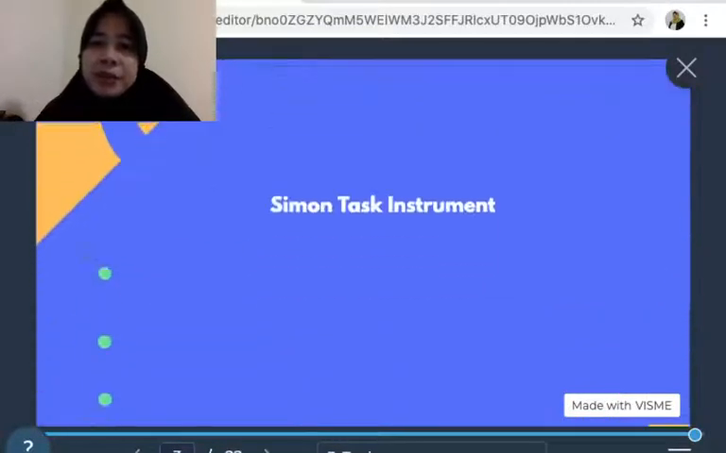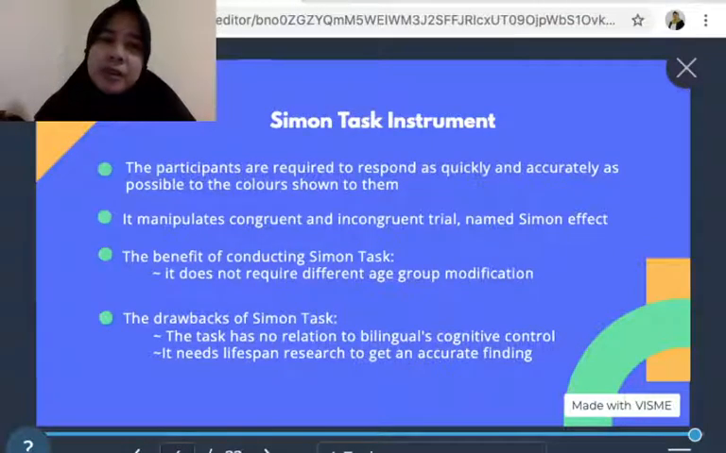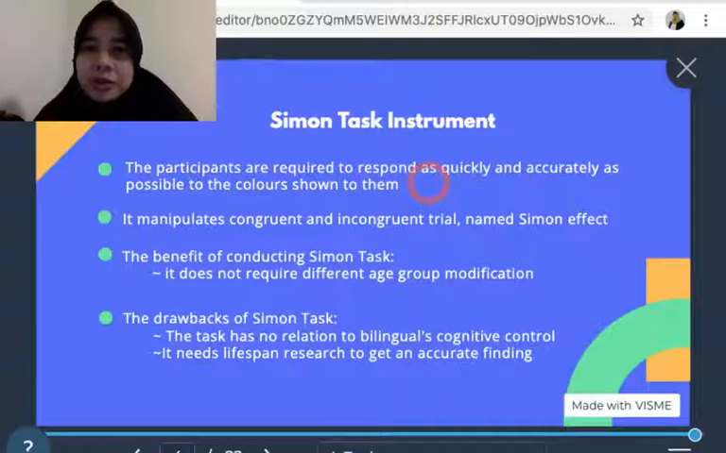Okay, now let's move on to the Simon task instrument. This is one of the infamous instruments in doing bilingual research, where the participants are required to respond as quickly and accurately as possible to the colors shown to them. This instrument can be done both manually or computerized. If we want a computerized activity in the Simon task, the participant can just click the mouse whenever a color is shown to them. The faster the click and the more correct the colors, the higher the cognitive competence of the participants. And it manipulates congruent and incongruent trials.